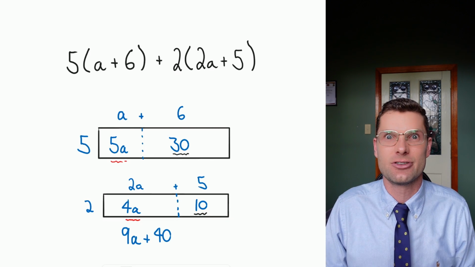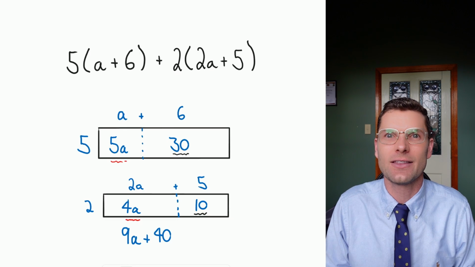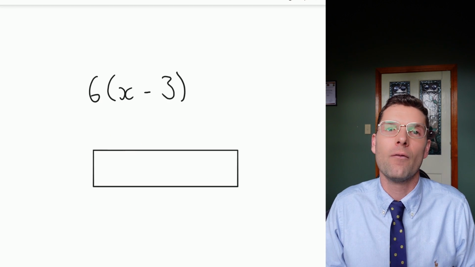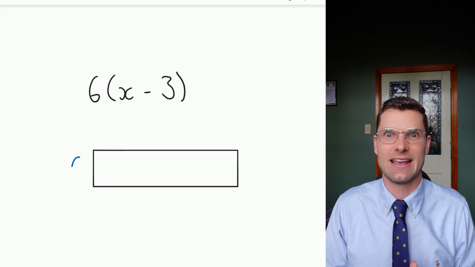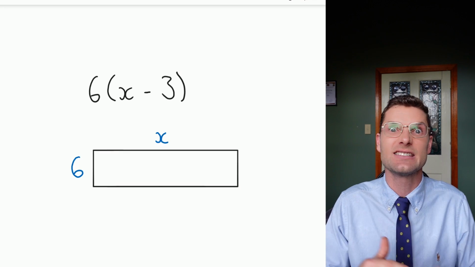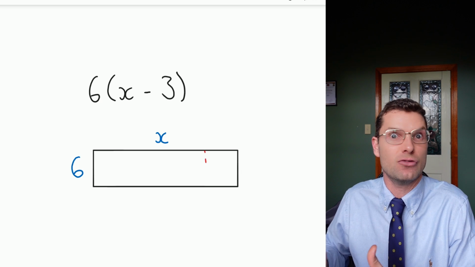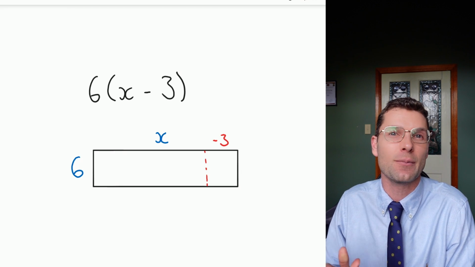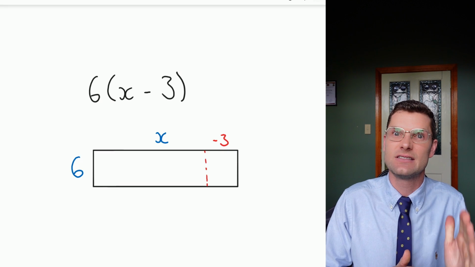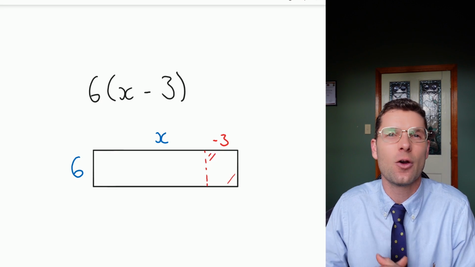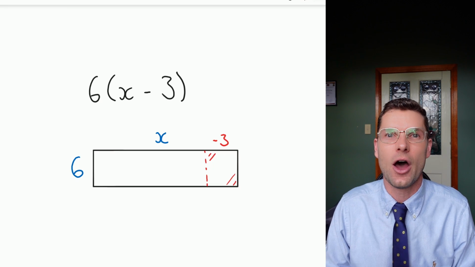And if the same letters are in a box, you just have to add or subtract them as necessary. This also holds up if we've got a negative number. For this one, I'm going to say that one side is equal to 6 and the whole other side is equal to x. I've got 6 and x, but I'm taking away 3 units away from that x. So I'm actually going to use a different color here. I'm going to use red. So I have 6, all that section is x, and I'm then taking away 3 spots from this side.